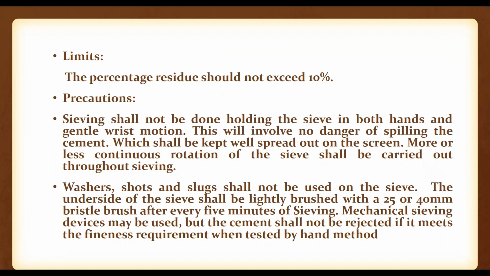More or less continuous rotation of the sieve shall be carried out throughout sieving. Washers, shorts and slugs shall not be used on the sieve. Don't wash it, don't use other things. The underside of the sieve shall be lightly brushed with a 25 or 40 millimeter bristle brush after every 5 minutes of sieving. Mechanical sieving devices may be used, that is your sieve shaker, but the cement shall not be rejected if it meets the fineness requirement when tested by the hand method. Sometimes the sieve is not properly shaken by hand, so you have to use the sieve shaker.